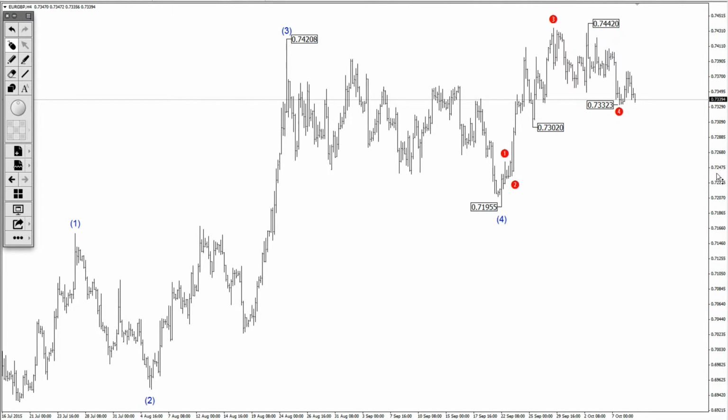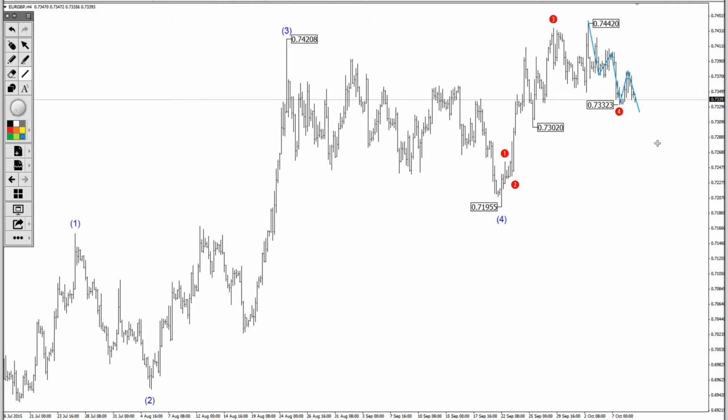Okay, euro pound has declined, price now 0.73395. My wave labeling is looking at this recent decline as corrective wave 4, so I'm expecting more upside here. The decline from the 0.7442 peak is overlapping, so this would support the view that this is a corrective structure and therefore we can expect more upside.